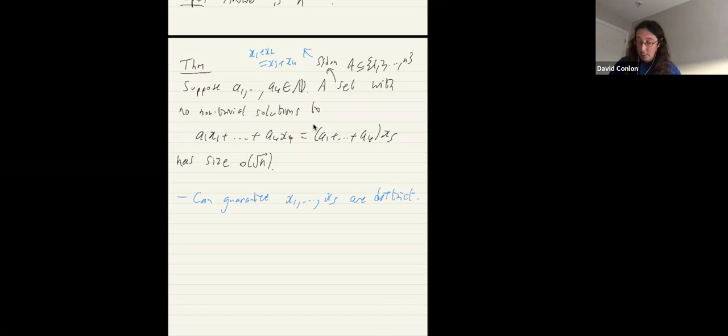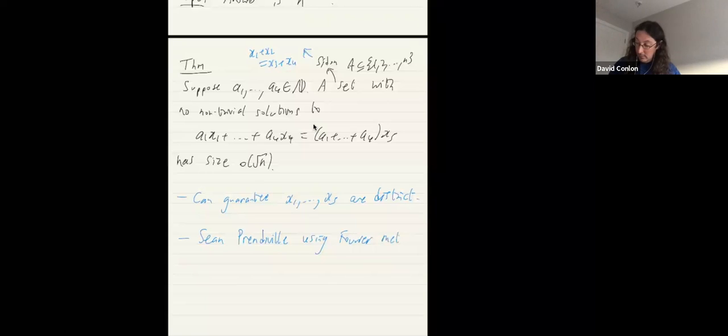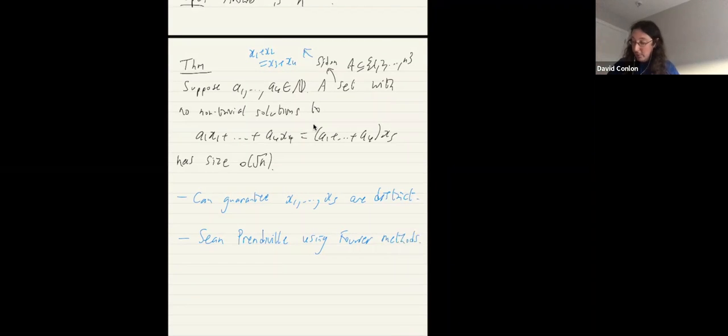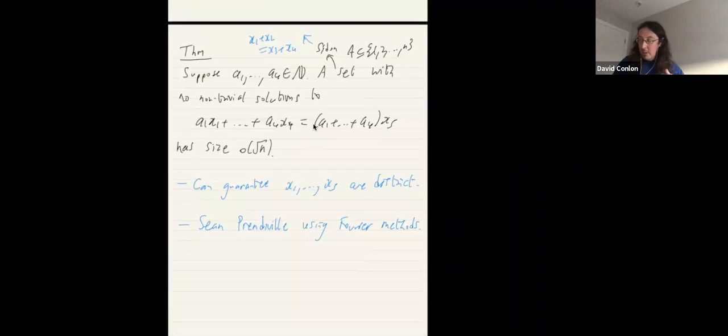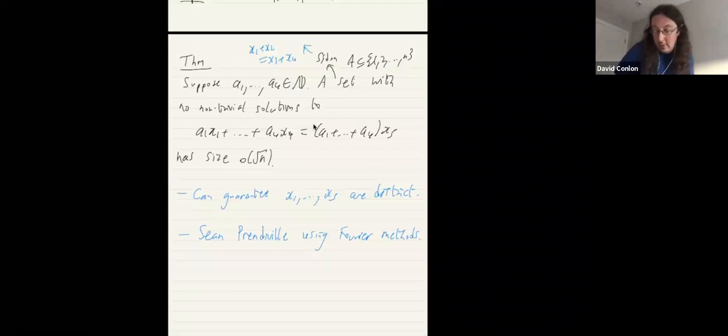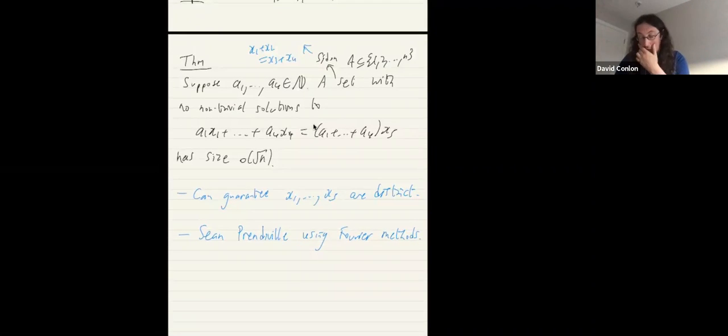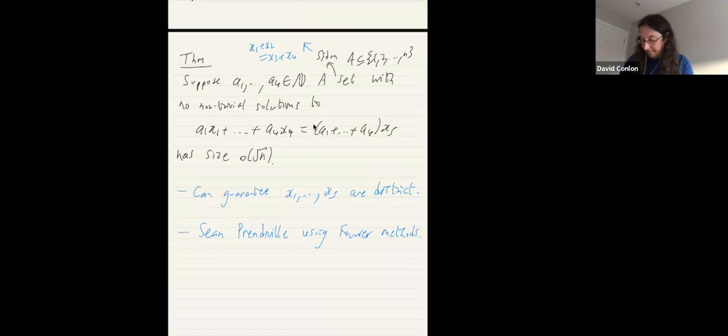And actually, a second point is that, I don't know, 2 weeks after we put up this paper, Sean Prendeville found a different proof of this using Fourier methods. And Sean's paper is very nice as well. But actually, the point that I want to make about this particular thing is that it disproves something called compactness. So in graph theory, there's something called the compactness conjecture.